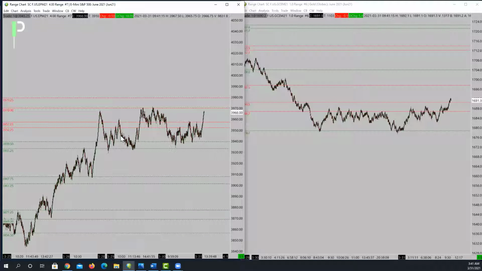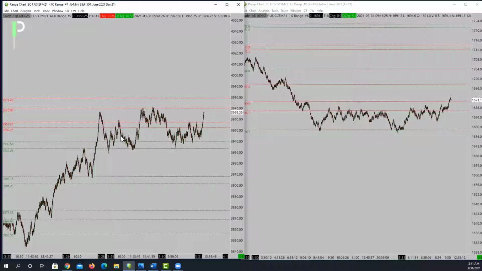I'm not looking for a long there. Could we get one? Sure, but that's my resistance area. So I'm actually looking for the market to reject 39.70, and when it rejects 39.70, that's the point at which I look for my setup to trade the short.